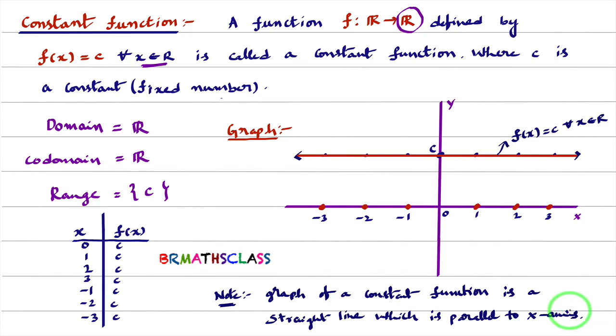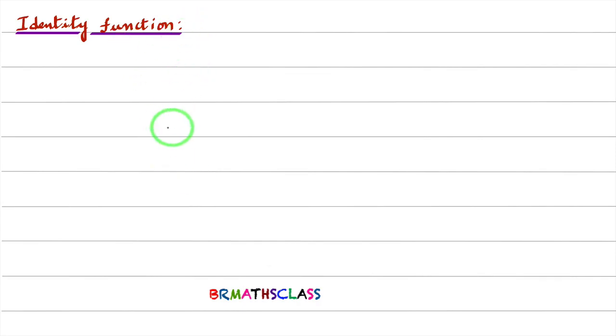Let me quickly recall what we learned in this class. We learned the definition of a constant function: a function f from the set of all real numbers to real numbers defined by f of x equal to c for any x belongs to R is called a constant function. The domain of a constant function is the set of all real numbers. The codomain is the set of all real numbers. The range is a singleton set which contains the constant c. And while drawing the graph, we understood that the graph of a constant function is a straight line parallel to the x-axis.